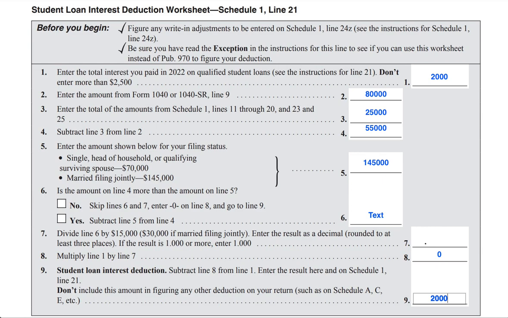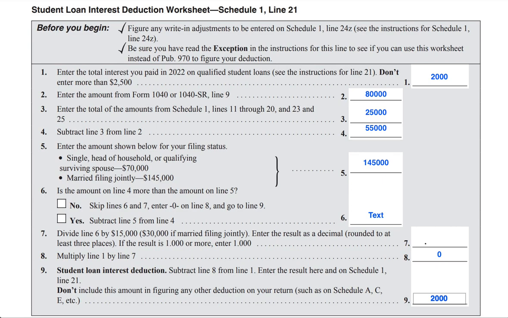Now, you can use this worksheet in most cases. However, if you are filing IRS Form 2555 as a foreign tax exclusion, if you're filing IRS Form 4563, or if you're excluding income from Puerto Rico, then you'll need to follow instructions as set forth in IRS Publication 970. I'll put links to articles and videos we've created for any tax forms that are mentioned in this video.